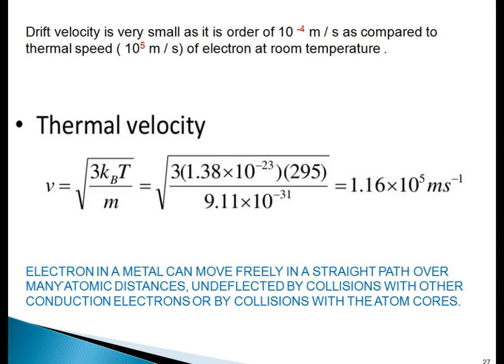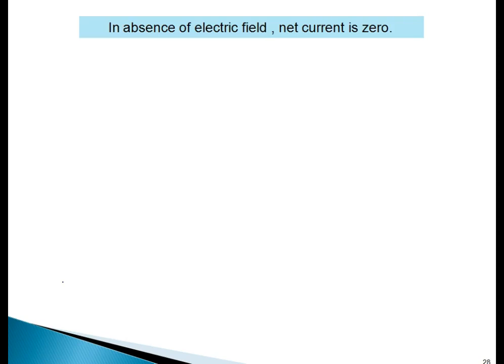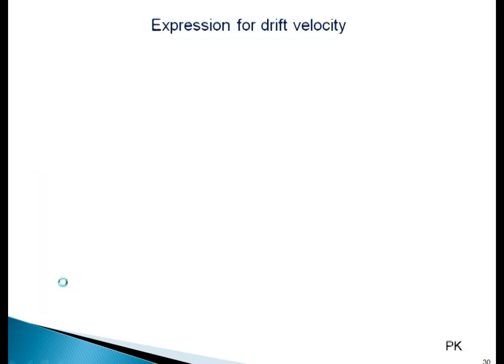But that is for an individual electron, where thermal speed is there. For the average electron, the average thermal speed is 0. In the absence of an electric field, as I discussed, when we touch there is no current because the average thermal speed is 0. Now we will derive the expression for drift velocity.